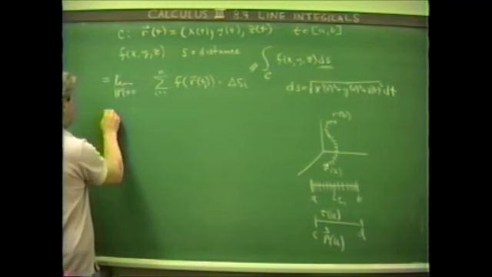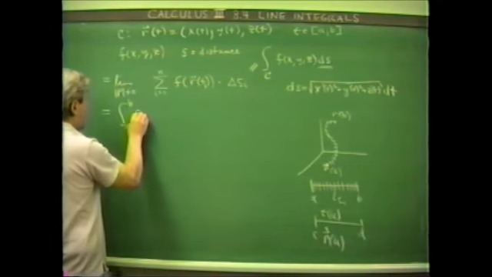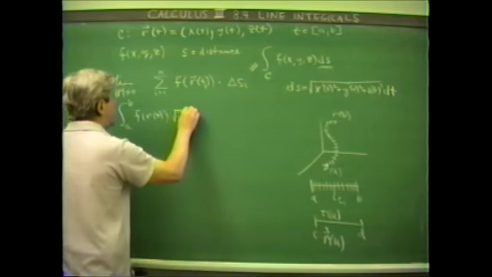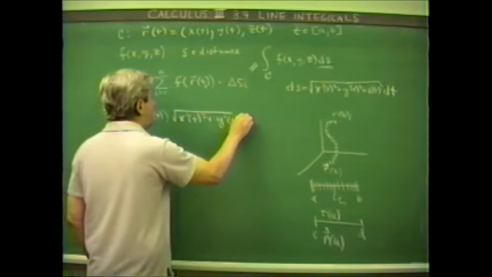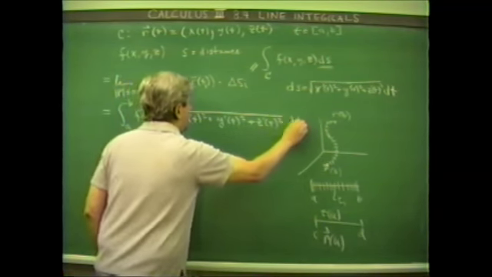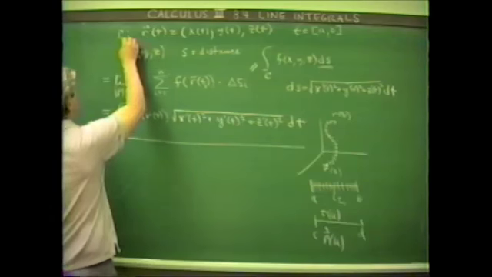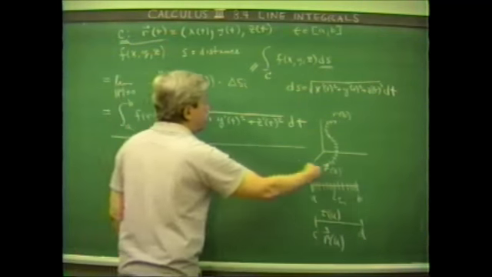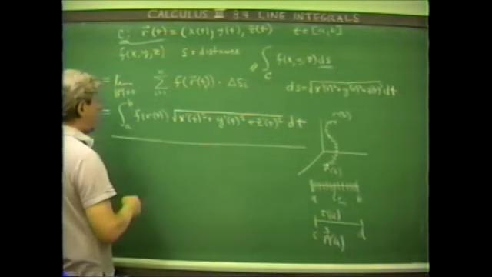And so this integral is going to be equal to the integral from a to b of f of r of t times the square root of x prime of t squared plus y prime of t squared plus z prime of t squared, dt. And here note that if you're given a curve by a given shape and a function, any parameterization of that curve will result in the same integral here. You can see that by making the substitution in here.